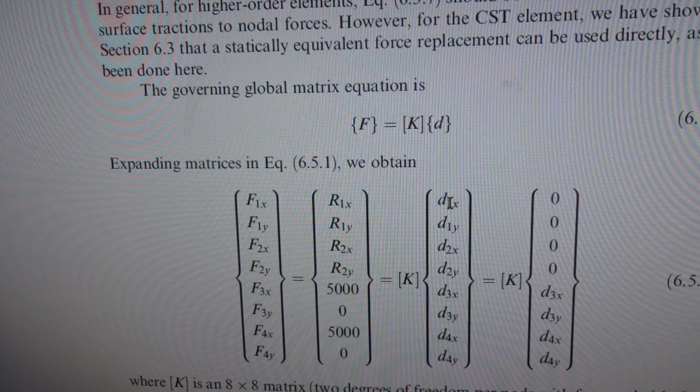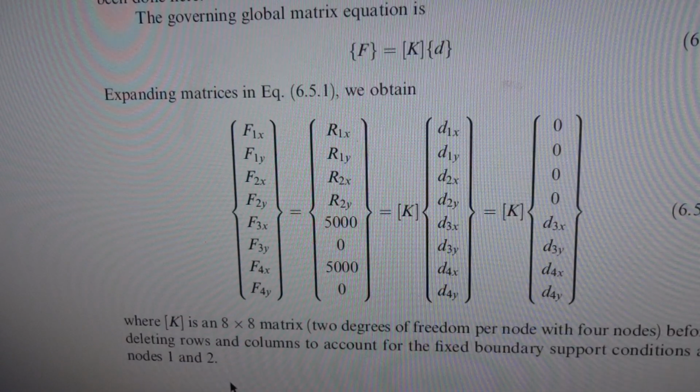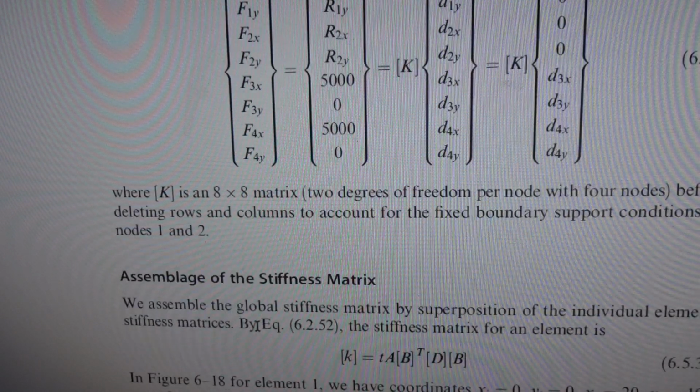Node 1 is hinged, so x and y degrees of freedom are 0. Node 2 is similarly hinged, so x and y are 0. So the remaining degrees of freedom are shown in the matrix. The degrees of freedom per node are 2, so the total K matrix will be 8 by 8. You have to find this 8 by 8 matrix. So how can we find this matrix?